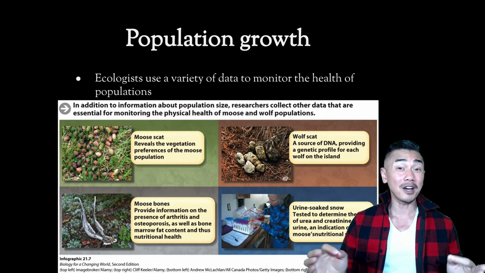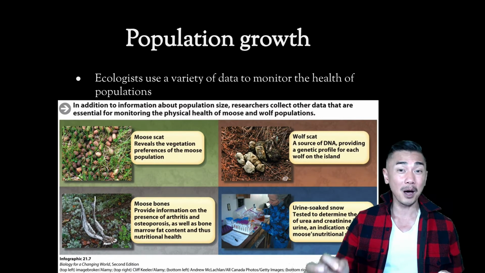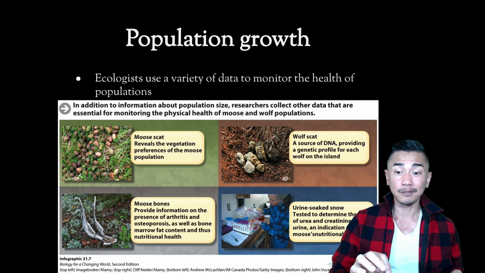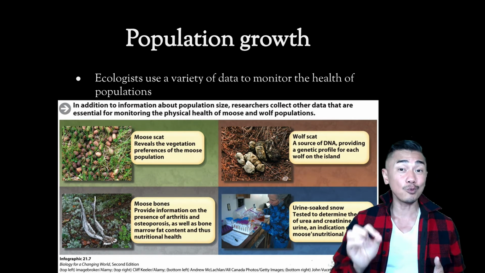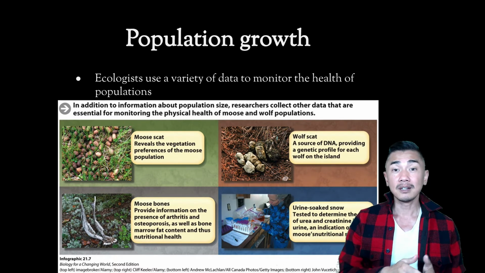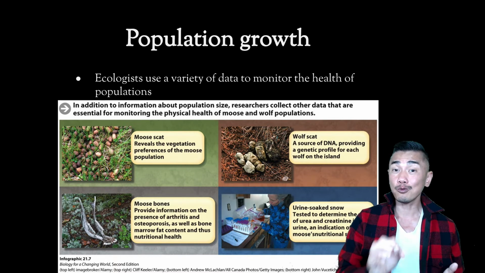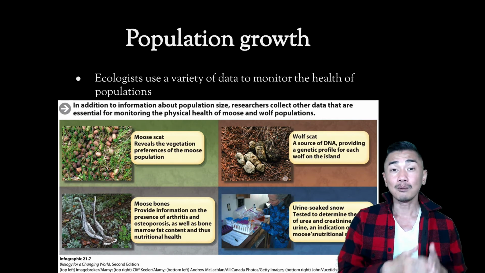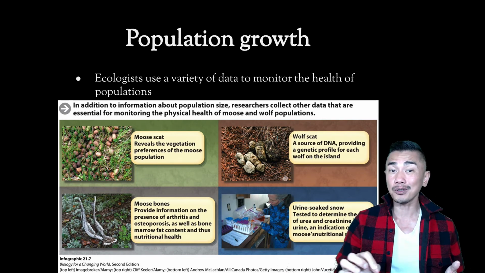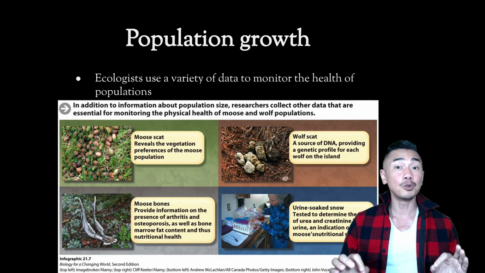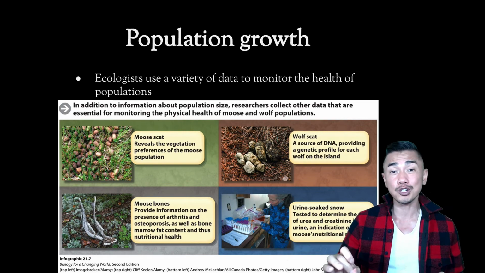Ecologists use a wide variety of data in order to monitor the health of populations. We can see this on Isle Royale. Moose scat can be used to look at what moose are eating. Wolf scat contains some wolf DNA. This DNA can be used to make a DNA profile. DNA profiles can be used to track wolves or to understand the genetic relationships between them. Moose bones can tell us how healthy the moose were when they died and how old they were when they died. Moose urine can be used to see how nutritious their diets are.